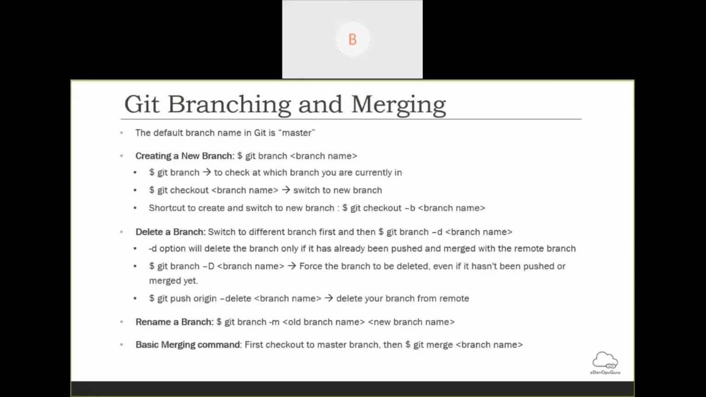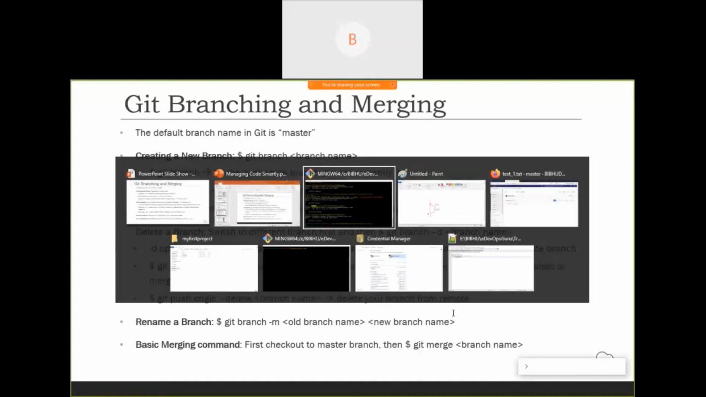If you want to delete the branch from remote itself, you can use git push origin --delete and branch name. You can rename your branch using the -m command and give the old branch name and then the new branch name. And after that, this is the merge command, git merge and then branch name. You can easily merge that branch.